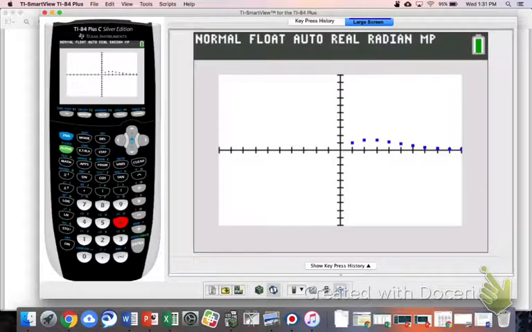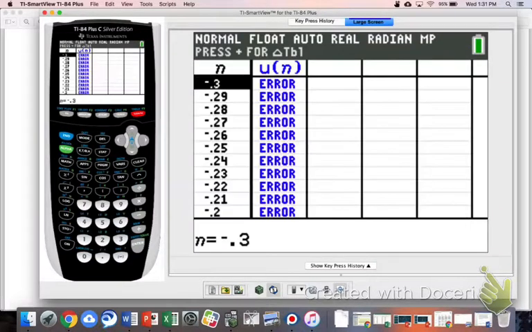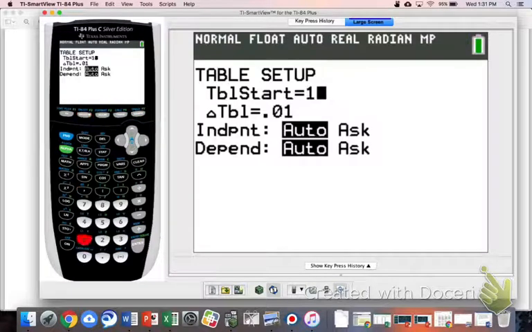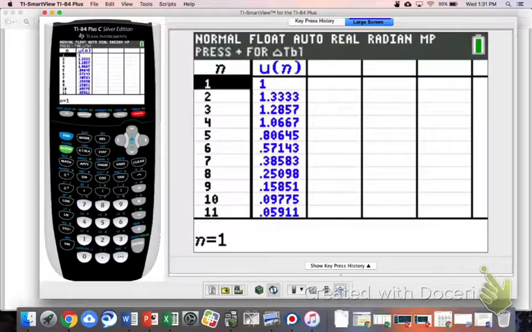And so you could look at the terms here, you could look at a table. Let's go table set at 1. So when you look at your table, you can see what these terms are doing, right? The first one is 1, then it's 1.33, and that's where we start to drop down a little bit.